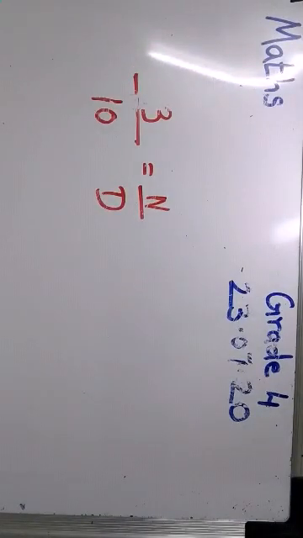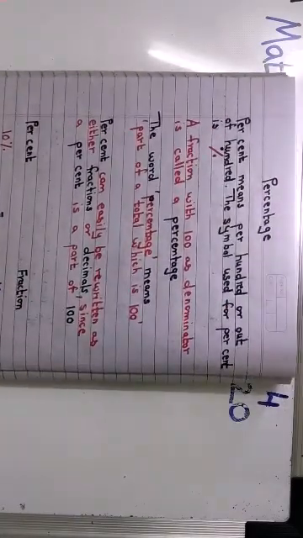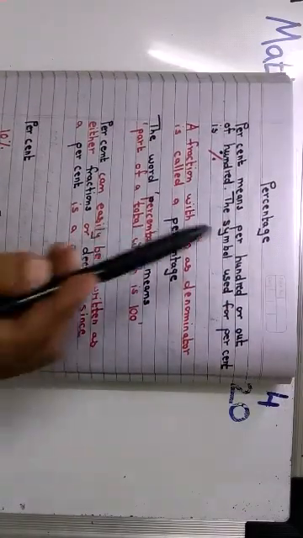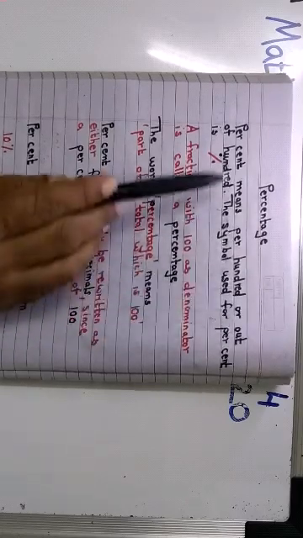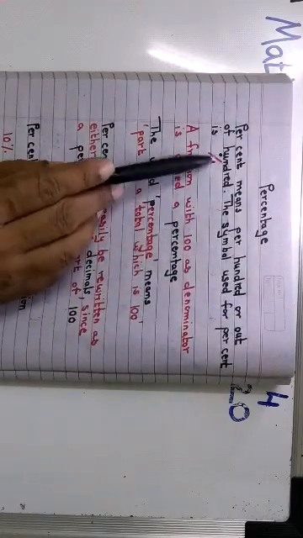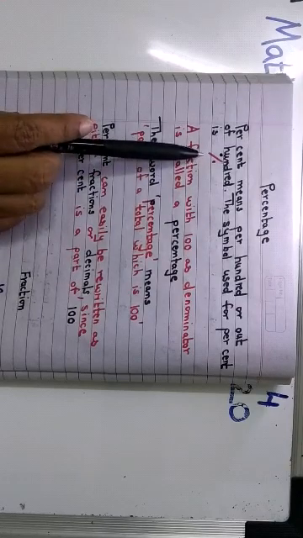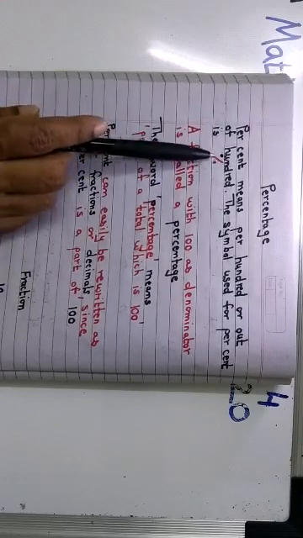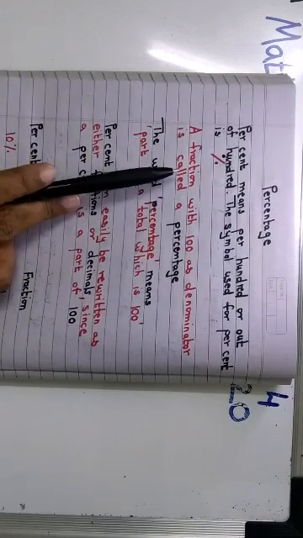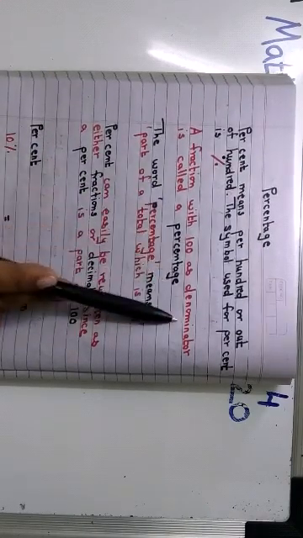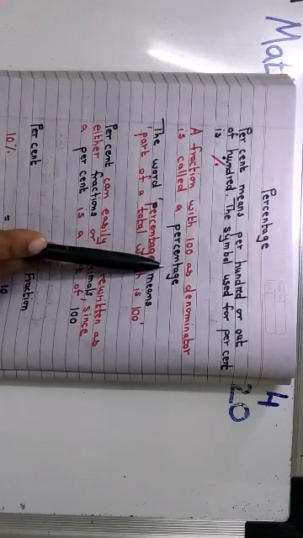Now what is a percent, children? This also you have done. Percent means per 100 or out of 100. And all of us know the symbol of percent. This is the symbol of a percent. As you have a symbol for rupee, same thing for a percent also we have a symbol. And a fraction with 100 as denominator is called a percentage.